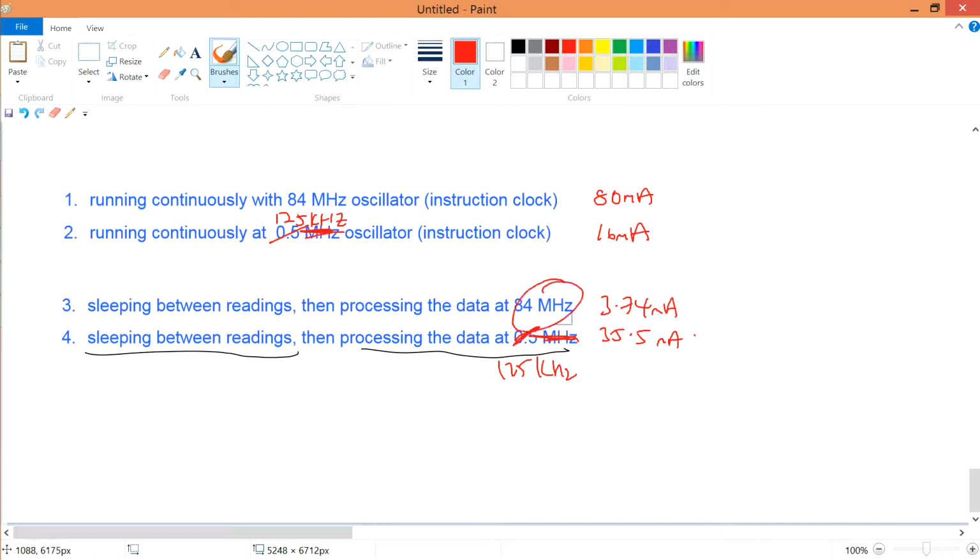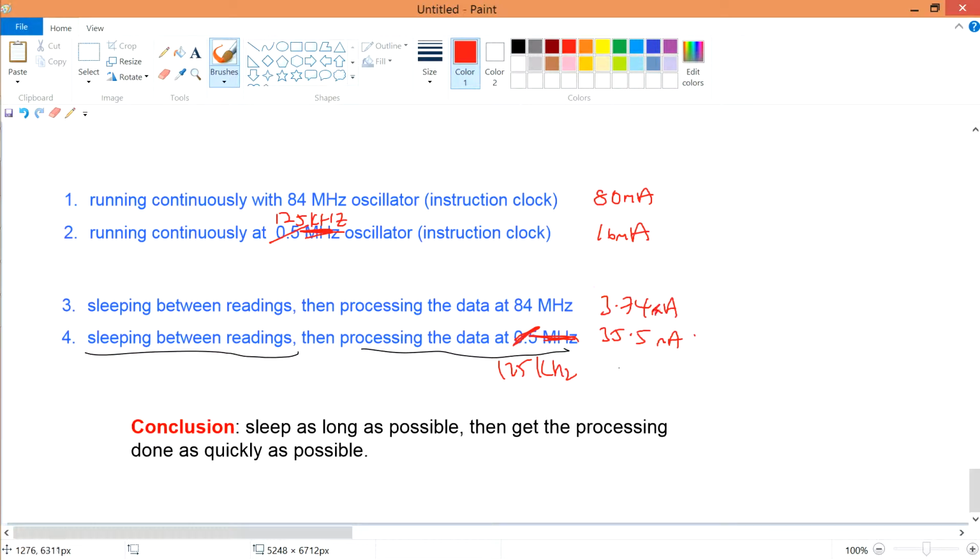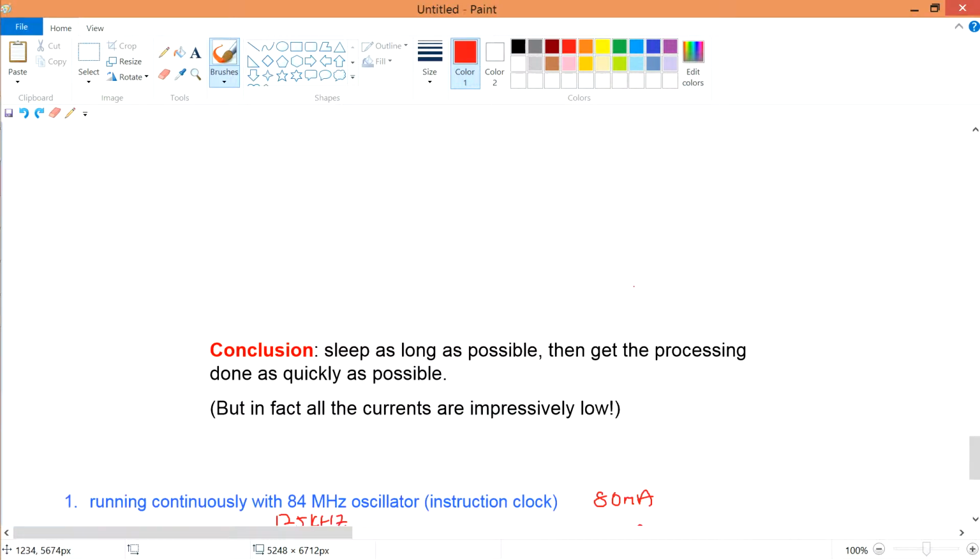So what does this mean when you're sleeping? This meaning tells us, sorry, this should be micro. This also should be micro. So the conclusion is that you sleep as long as possible, then get the processing done as quickly as possible, because the processing means your frequency is processing very fast. So you process very fast, then you sleep more. Correct? So this is what it means.